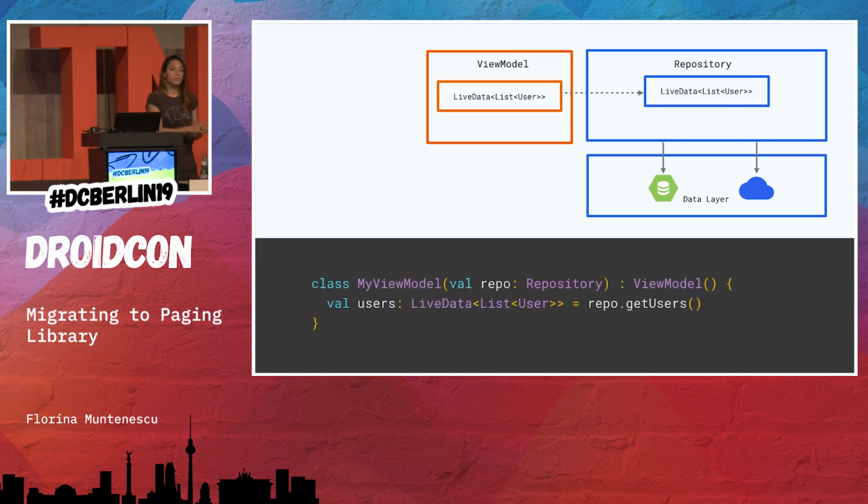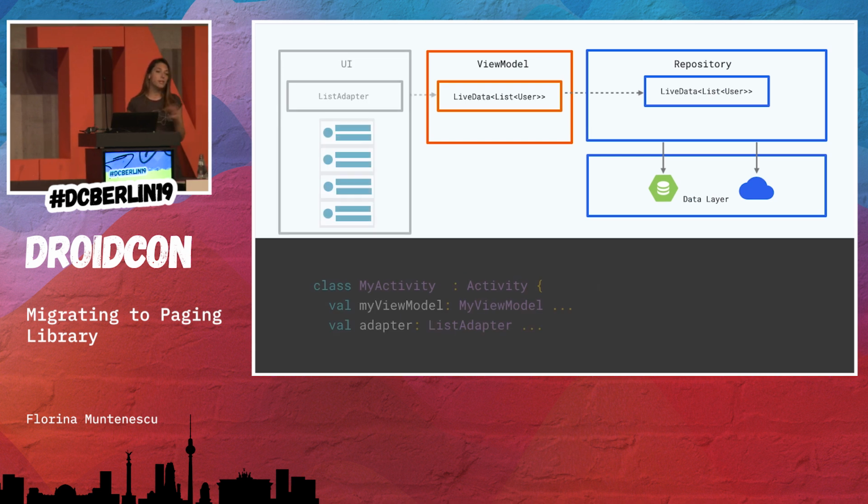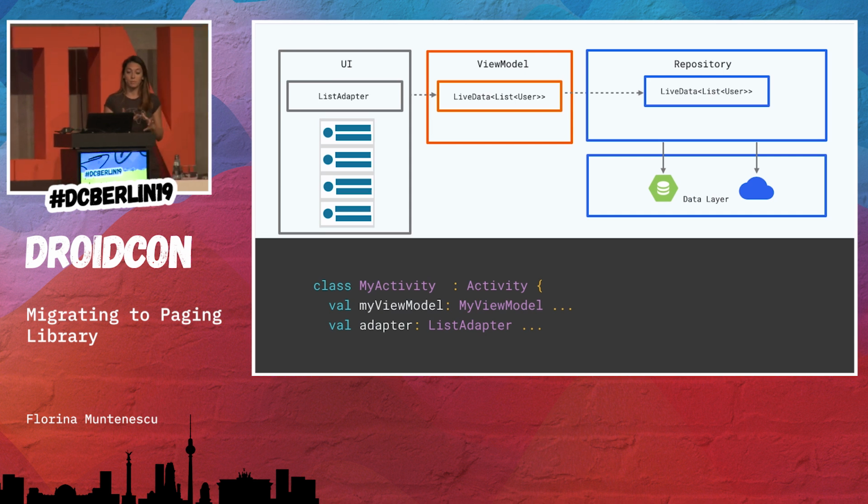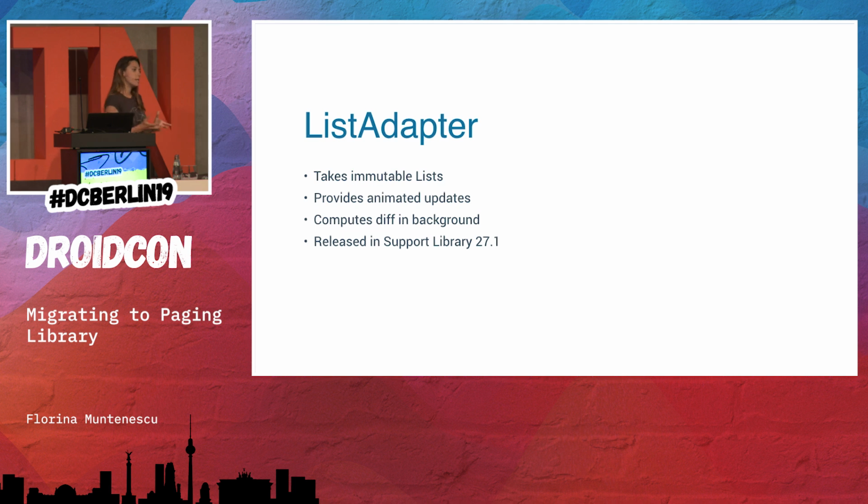The view model will be the one that consumes the data from the repository and then exposes it forward. And then in the UI, we would work with a list adapter. So in the UI, we would have a view model that would expose the live data. And then in the list adapter, we would display our data. So for me, this is the key, this list adapter class. So this was released in support library 27.1.